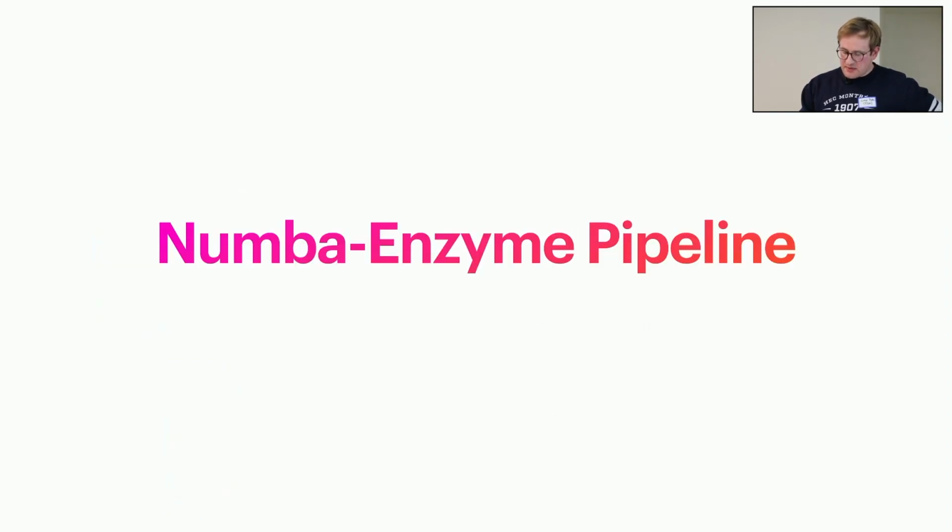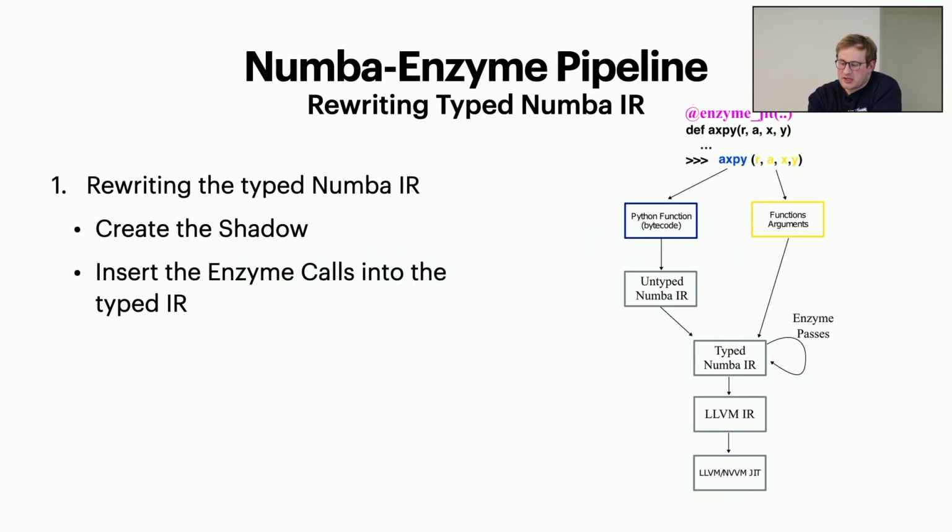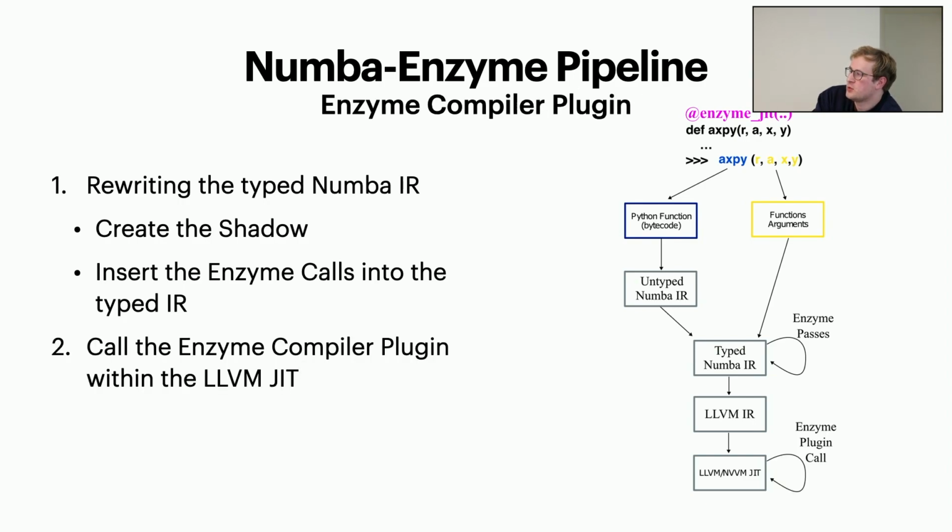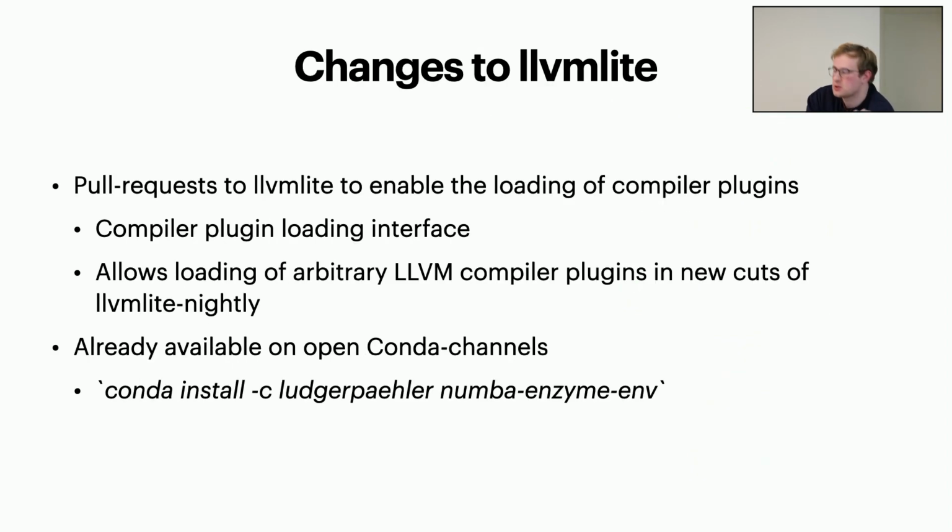So what does Numba Enzyme actually do right now? Right now, it applies itself to the typed IR to insert the shadow. And then we create the Enzyme call on there. And then we call Enzyme as a compiler plugin on the LLVM JIT. One of the issues was that llvmlite had a restriction that basically didn't allow plugin loading. That has been mitigated now in collaboration with some of the Numba maintainers. And that's already available, so that is fully resolved.